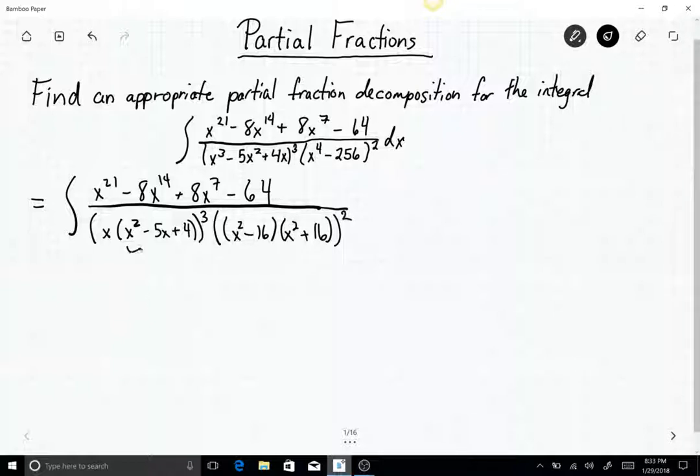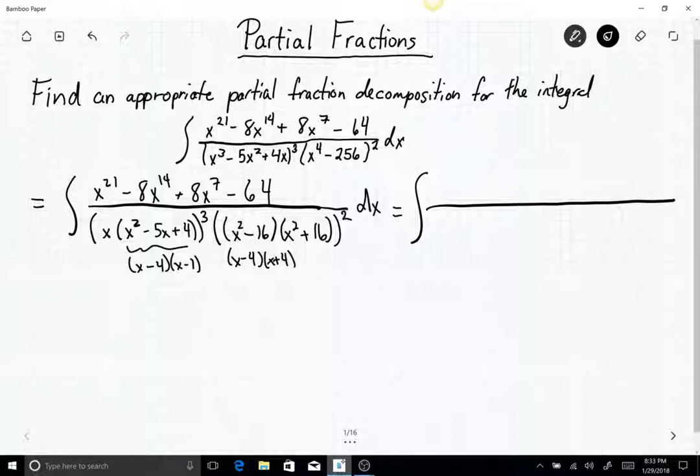Within here you have a couple of things that break down. The x squared minus 5x plus 4 breaks down to x minus 4 and x minus 1, and this x squared minus 16 breaks to x minus 4, x plus 4. Sorry, I forgot the dx there. All of this equals the integral of, it's going to be kind of nasty now because of all the terms down below, but it'll tell us how to break this thing apart.